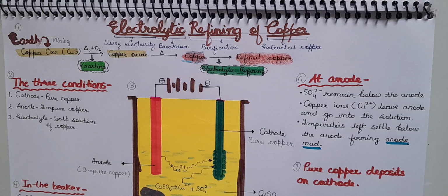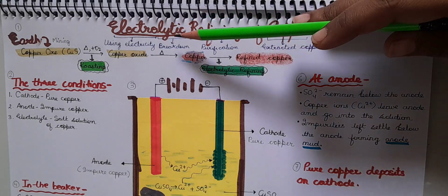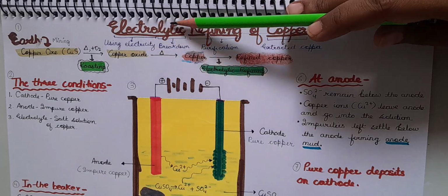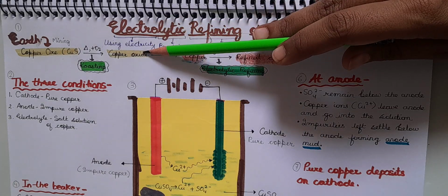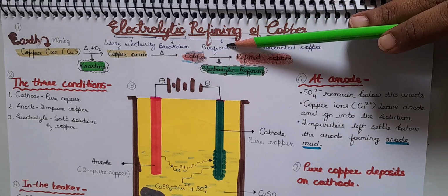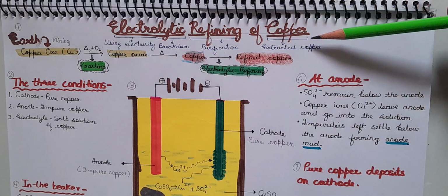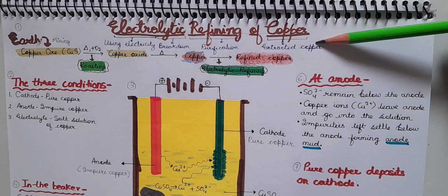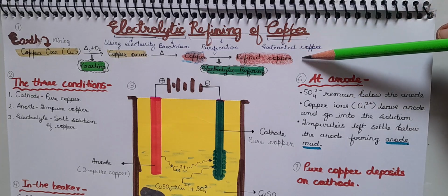In today's video, we will talk about electrolytic refining of copper. If we start with the meaning, the word electrolytic means the breakdown of a compound by the usage of electricity so that purification can be done to obtain pure copper from the extracted copper. Now, where is this extracted copper coming from?